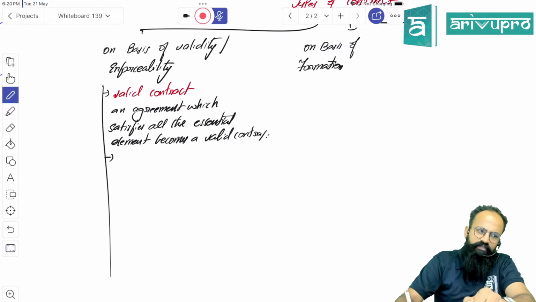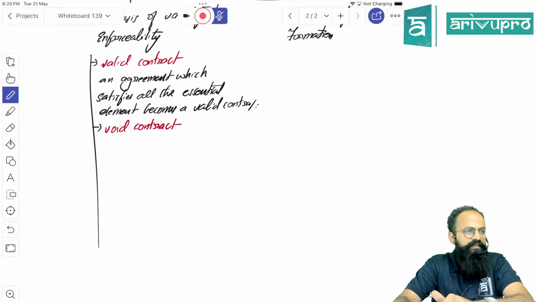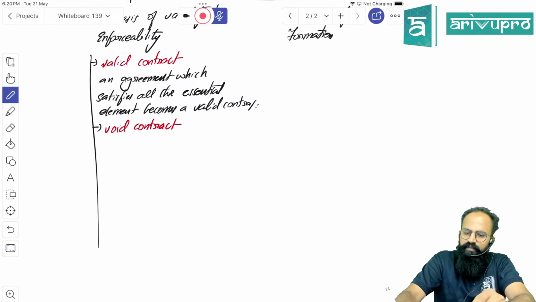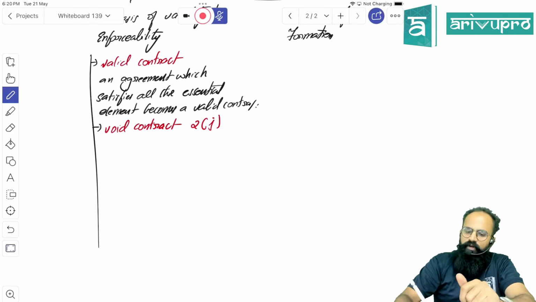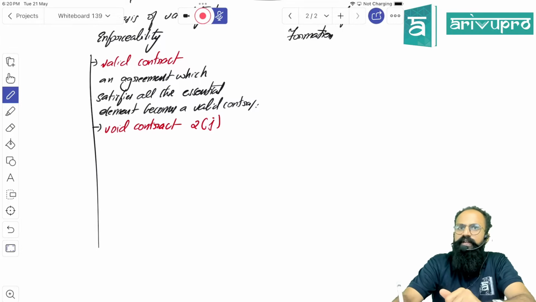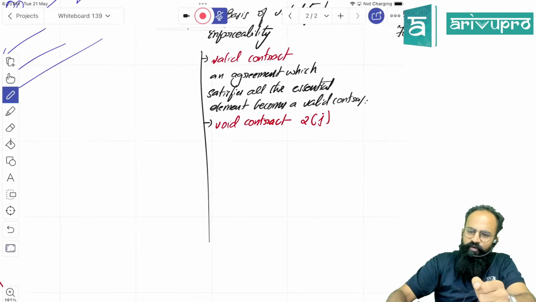And the next one is called as void contract. Have you guys heard of this word called void? Void contract. It is given under section 2, clause J. Void contract. Understood? Okay. Have you guys heard of this people, void contract and all? Heard of this? Void, something of that sort? Okay, we'll go back there.